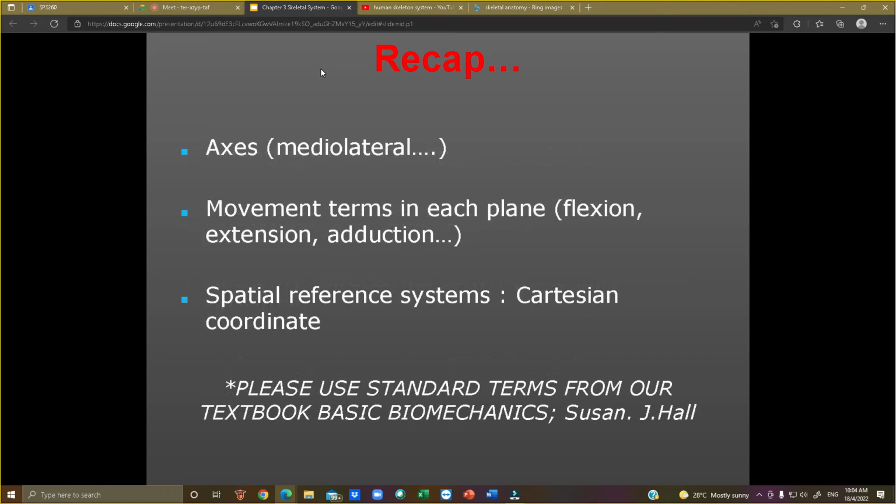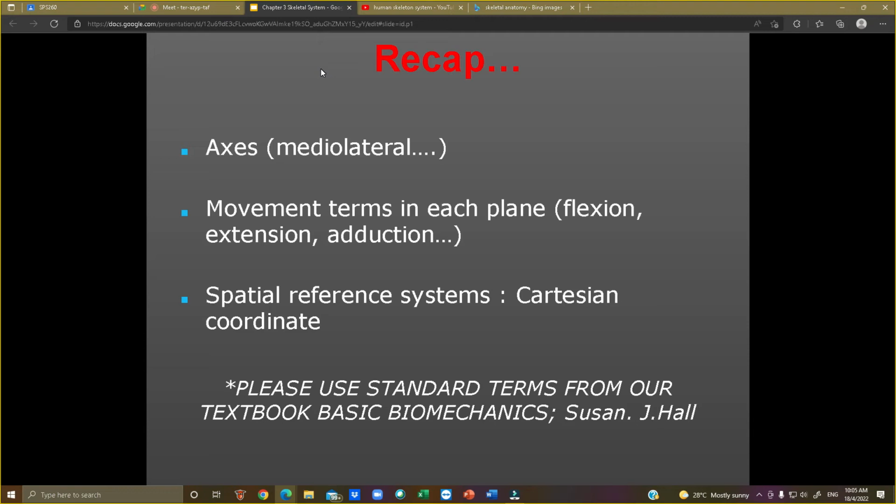Okay, that is the recap. Other than that, we have axes. We have three axes. The one for sagittal is known as mediolateral. The one for frontal is known as anteroposterior, and the one for transverse is known as longitudinal. Based on the axis and the plane, we have some movements: flexion and extension for the sagittal, hyperextension, adduction and abduction for the frontal, and also rotation for the transverse.